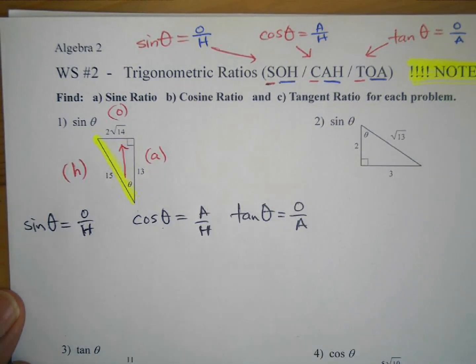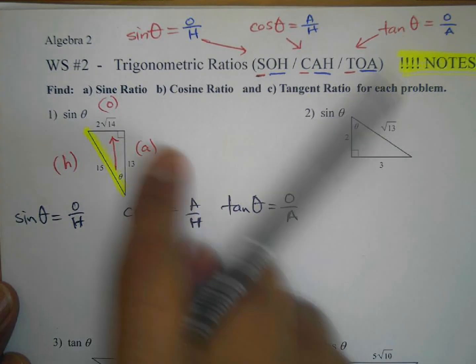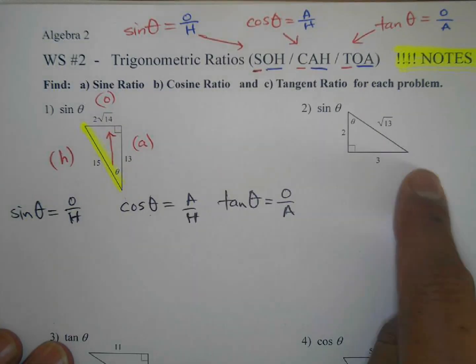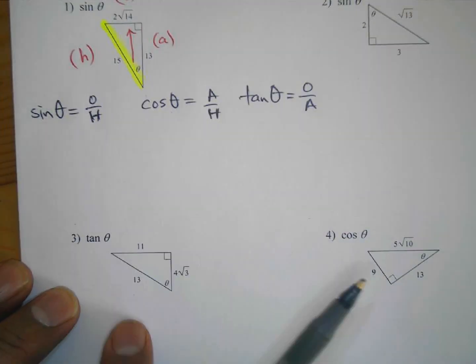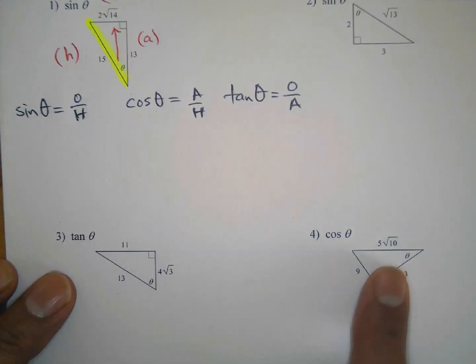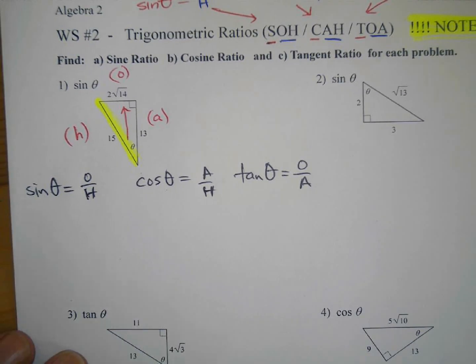What's different now, if you look at all these problems, is they're all going to have a radical. They're all going to have a square root, and you're going to have to fix some of these answers in these ratios. You can't leave them with the radical in the denominator. Okay, and we've seen that with 30, 60, 90, so this should be pretty easy.